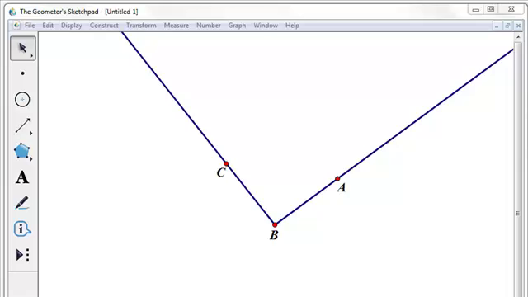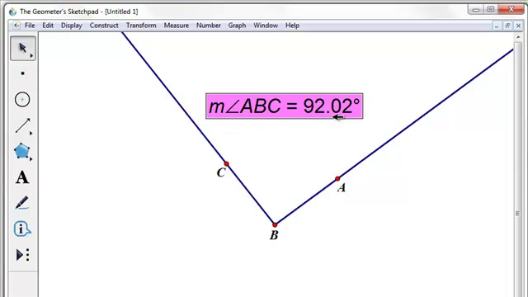Would you say this angle is more or less than 90 degrees? Looks like it's just a little bit more to me. Well, let's see what Geometer's Sketchpad has for us. It says angle ABC is 92 degrees. Yeah, it's slightly bigger than 90.